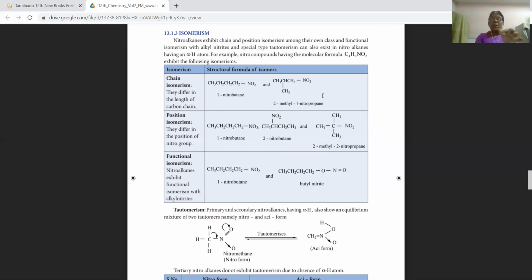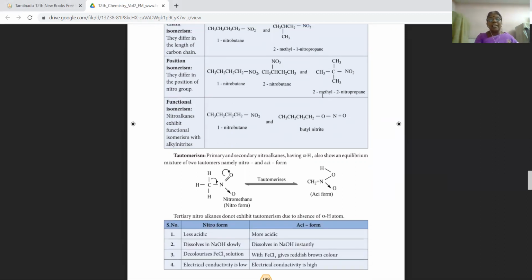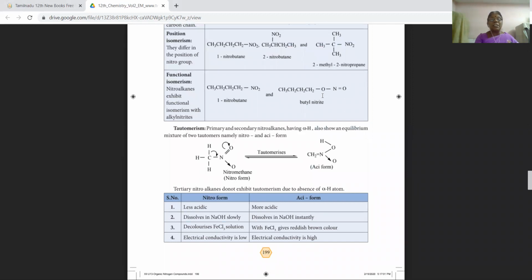In NO2, the group is attached through the nitrogen atom, but in the nitrite, the carbon is directly bonded with the oxygen atom. That is the difference. Then the next one is tautomerism.